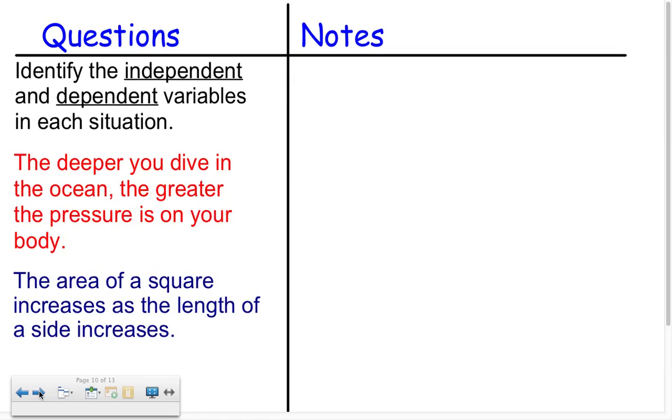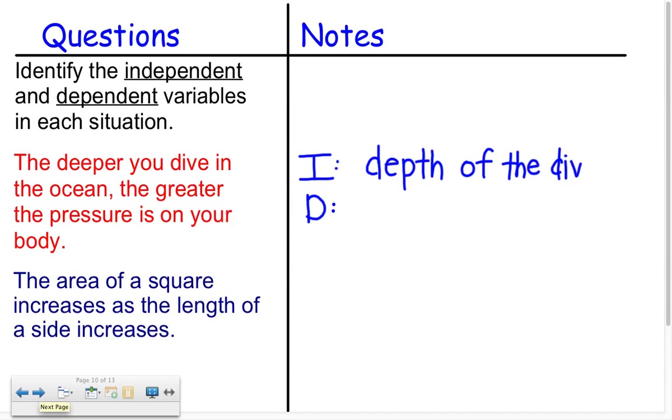And the last two. The deeper you dive in the ocean, the greater the pressure is on your body. So what depends on the other? Well, the pressure is going to depend on how deep you dive. So we're going to say the depth of the dive, or how deep you dive, is what we're going to look at first. And then depending on the depth of the dive, we'll be able to find out what the pressure is.